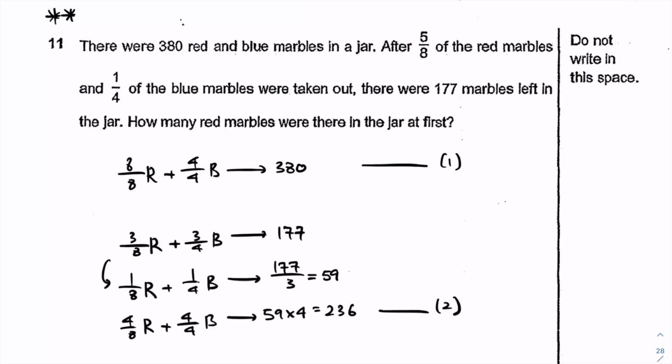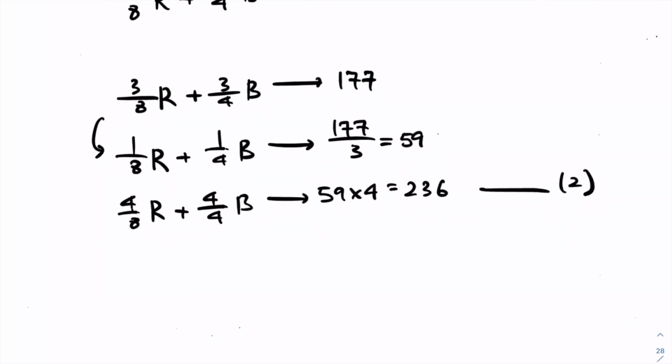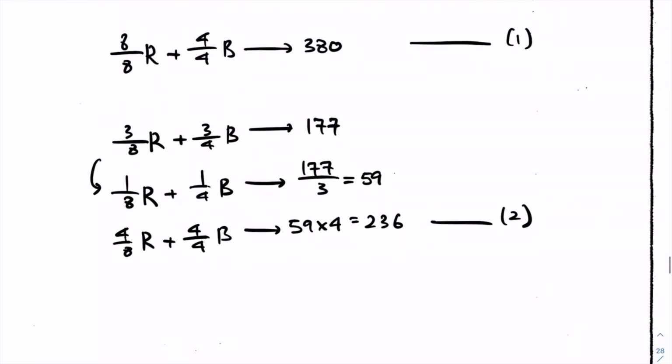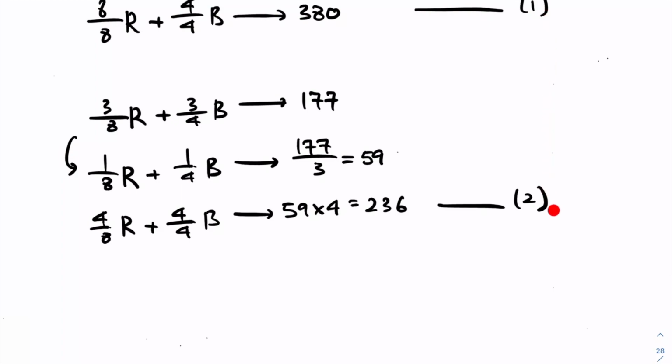Now, 5/8s were taken out, which means 3/8s were left. So 3/8R. 1/4 blues taken out, 3/4 blues left. Summed together, that's a total of 177. Now, the fact that this is 3 units of R and 3 units of B is very nice because if I divide by 3 throughout, I get to say that 1/8R plus 1/4B is 59 in total. Which means I can multiply by 4 on both sides. So this is 4/8R, 4/4B, 236. I'm going to call this equation 2. Now, why is equation 2 important? Look what happens when I take equation 1 minus equation 2.